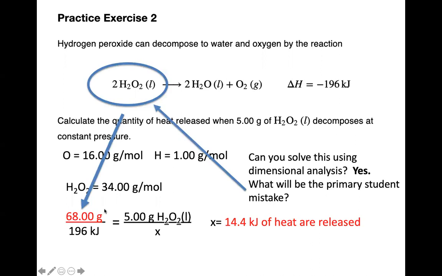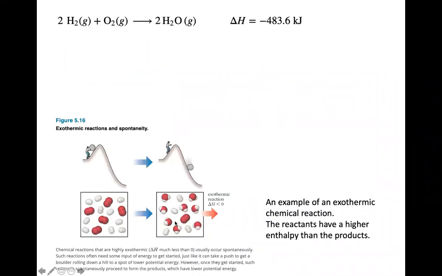The reason I'm using 68 grams is because when 2 moles of hydrogen peroxide is involved, it gives me 196 kilojoules. So I saw that the molar mass was 34 grams per mole, and I'm not looking at this based on 1 mole because it has a coefficient of 2. That's why I'm using that 68 grams involved with 196 kilojoules. So this is now connecting the stoichiometry of the reaction with the heat that's involved. That's something that I think you've probably been practicing a little bit.